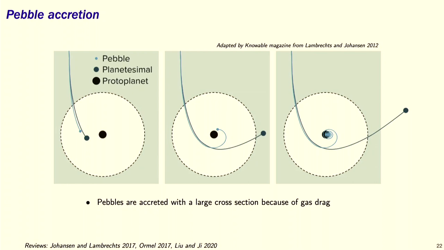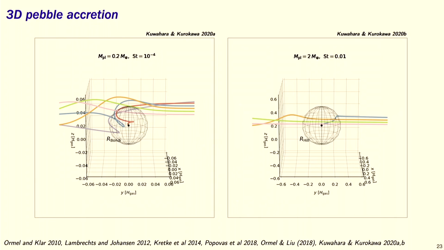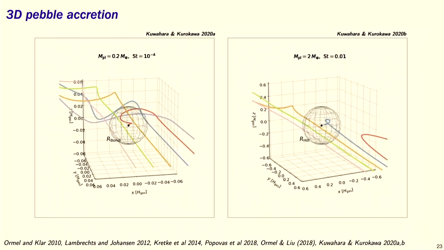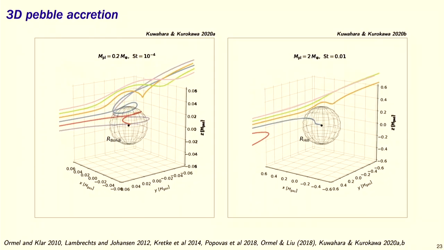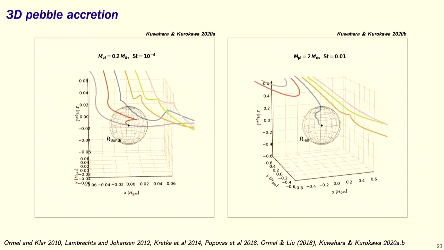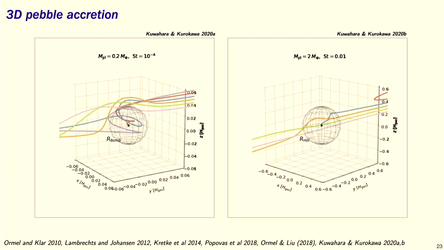But that's very different for a pebble, which is illustrated here in blue. That one benefits from gas drag and spirals inwards in a process that is actually similar to what we discussed earlier about the radial drift of pebbles around a star. Now, this is, of course, a bit of a simplified picture. In reality, it is more complicated because, as these simulations show, it's actually a 3D problem, and you have a complicated interaction also with the envelope around the protoplanet. So this is around the low-mass Mars-like body, and this is around the higher-mass super-Earth-like body.